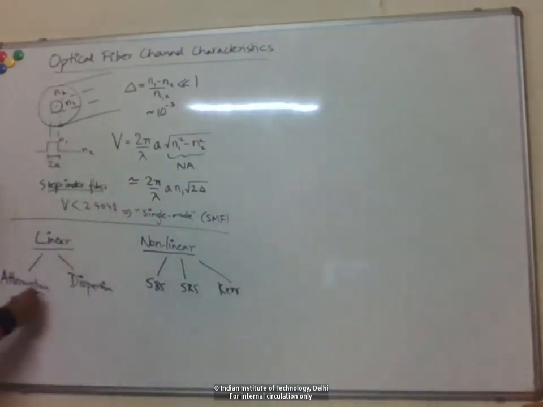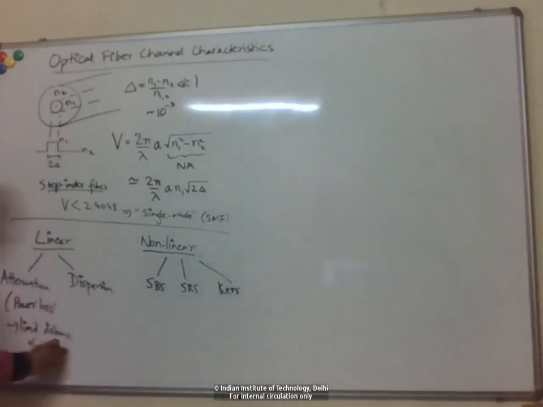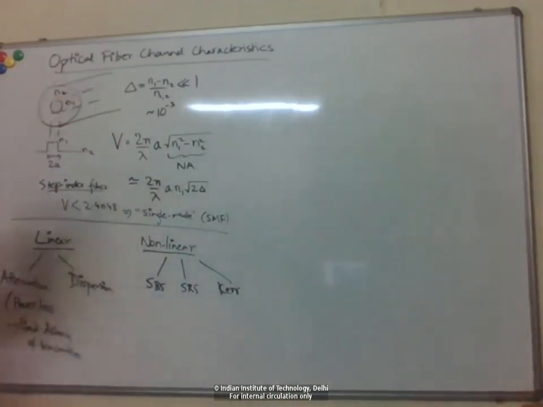So attenuation leads to power loss, right? So the amount of power in your bit keeps going down on propagation. You can imagine that it would limit primarily the distance of transmission, right? So the link length will be limited by attenuation. Of course, you can compensate for it by, for example, putting optical amplifiers.